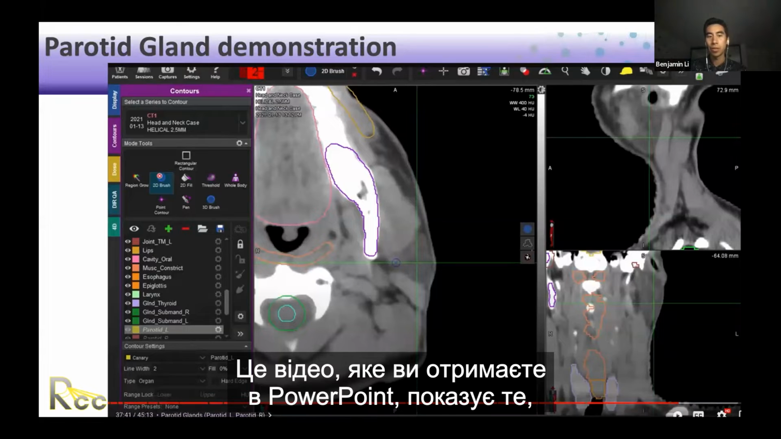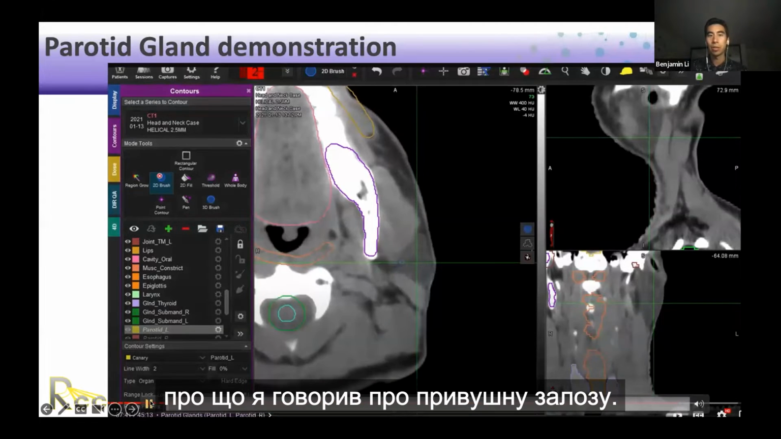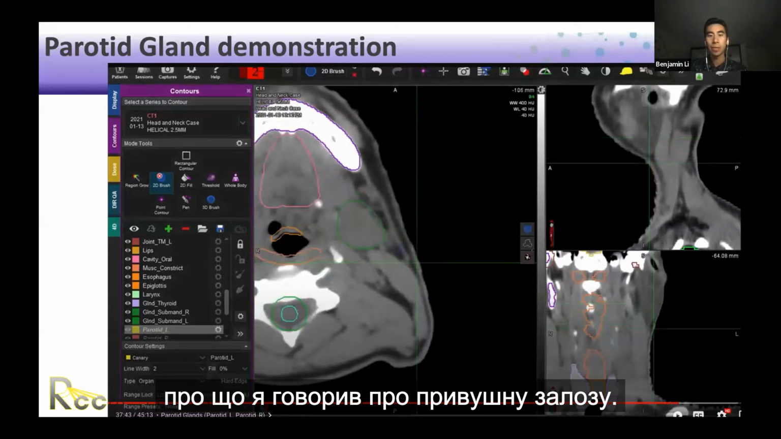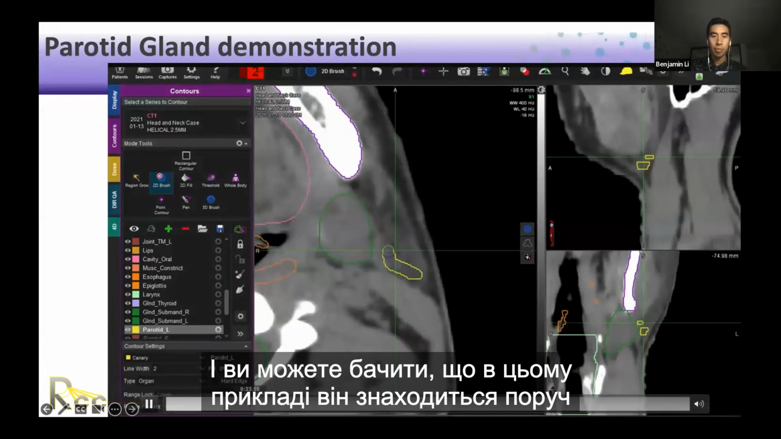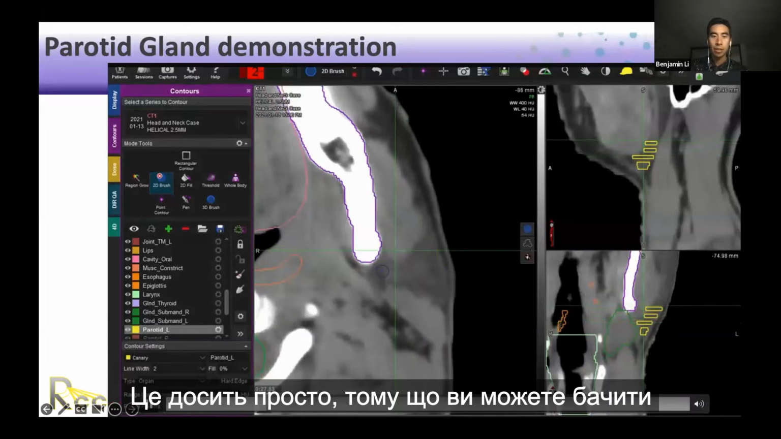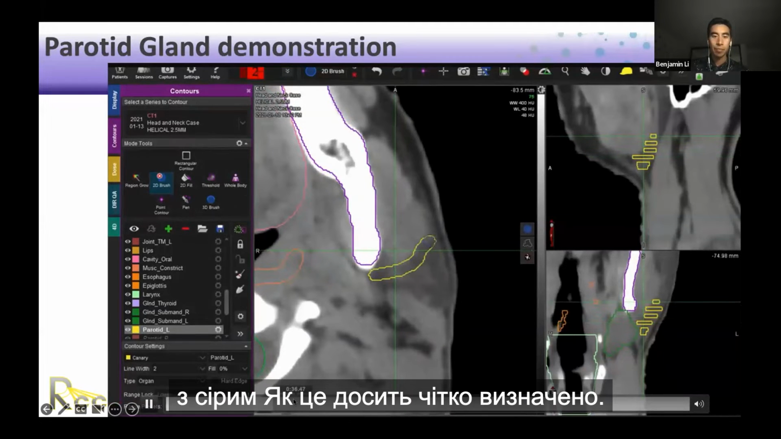This is a video that you'll have in the PowerPoint, which just shows what I was talking about with the parotid gland. I'm going to start on the left side. And you can see in this example, from its beginning to end, how I start at the submandibular bottom part, which is pretty easy, and then work my way up. You can see the gray, how it's pretty well defined.